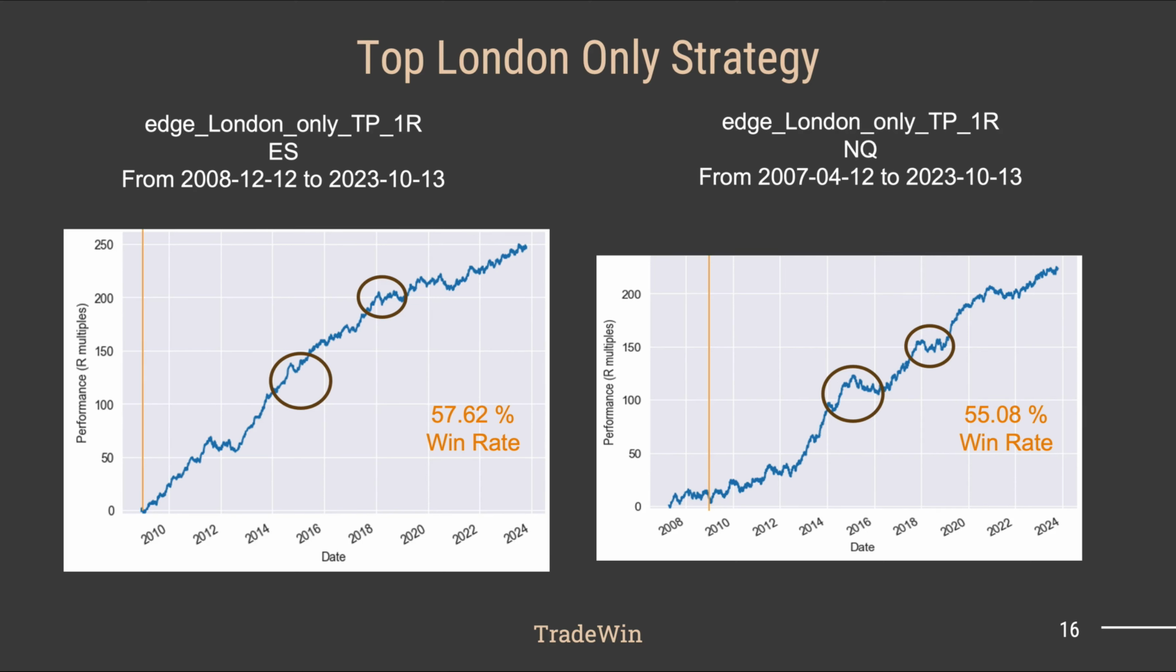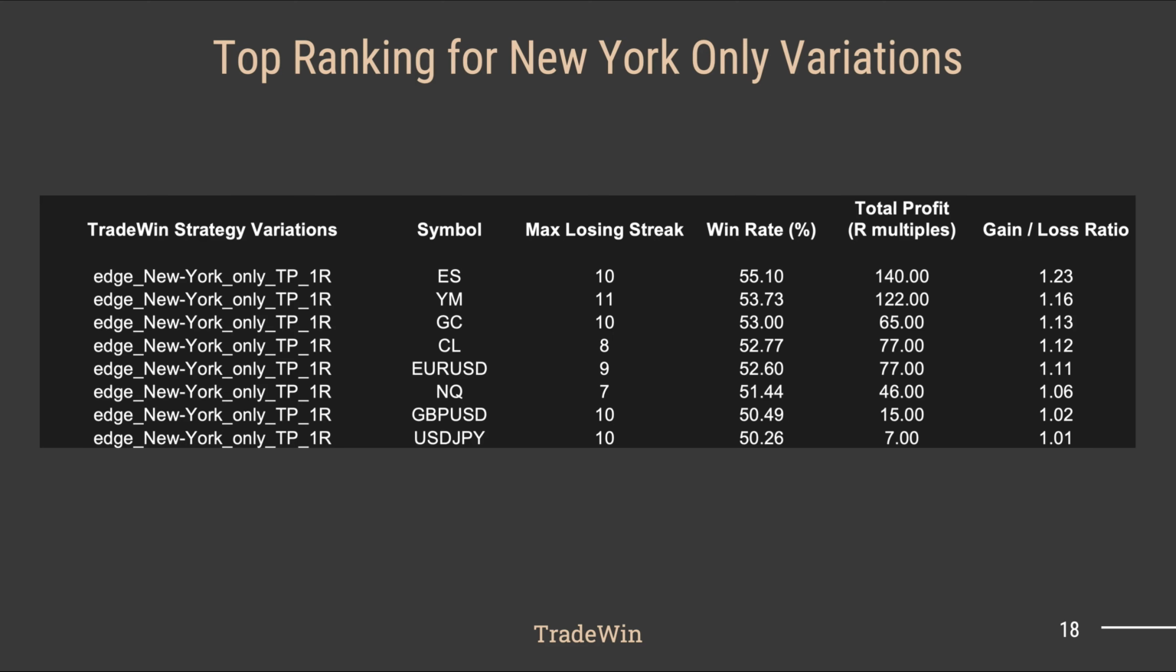That's the kind of thinking you could develop thanks to TradeWin. The top ranking for New York only variations. This time I won't share any curve. You will have the possibility to study all of this in the folder I'm giving you access to in the description of the video, with all the data from all those backtests. Okay, you will find those tables, you will find every trade performed for each variation for the past 15 years. That's the data I'm sharing with you to give you a taste of what TradeWin really is.